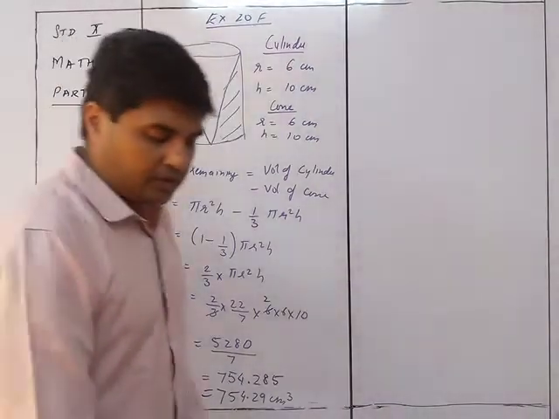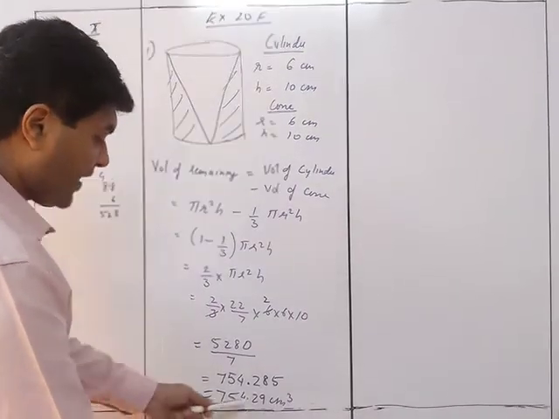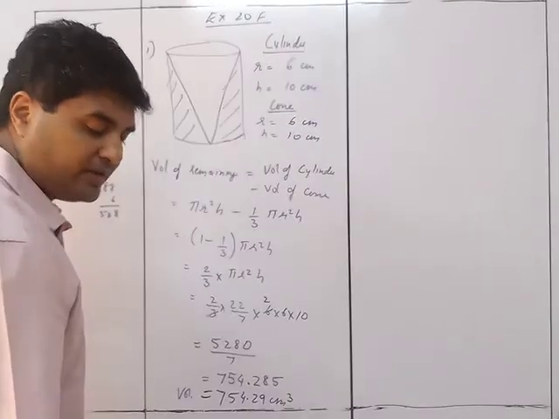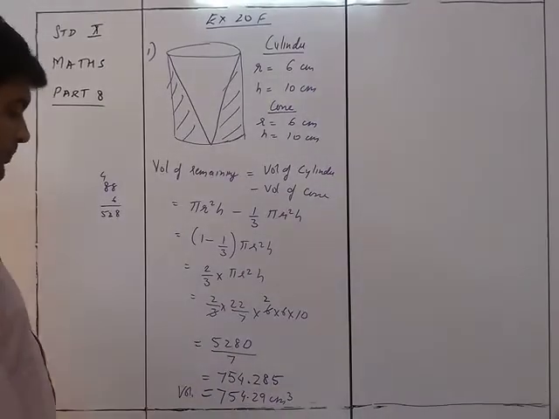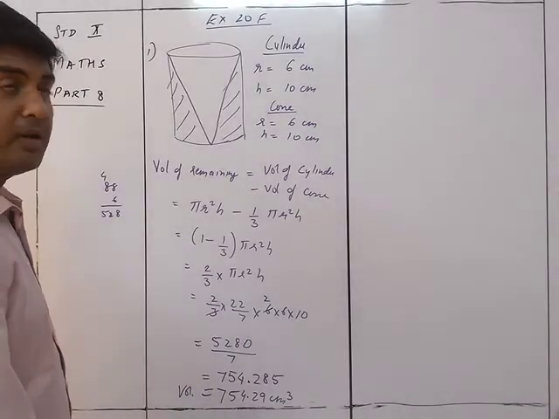So the volume of the remaining solid will be 745.29, or if they are given in a mixed fraction, 745.27. It's one and the same because it will be 27. So that was sum number 1. Now we move on to sum number 3.